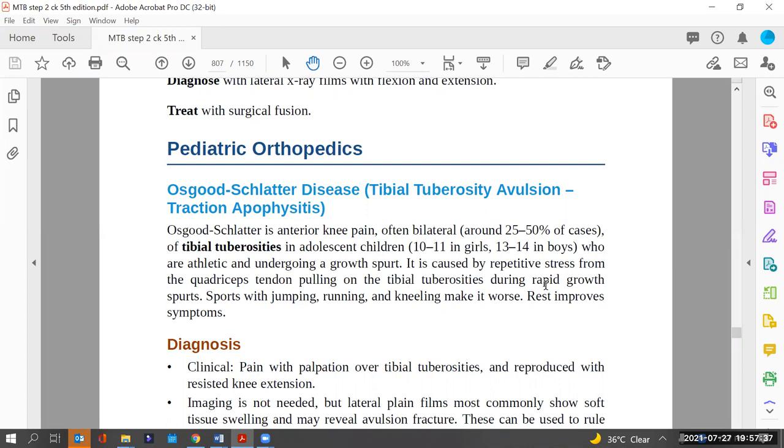Because of the continuous stress, what will happen? There will be a clear bony prominence over the tibial tuberosity, and that tibial prominence is what you're going to see.